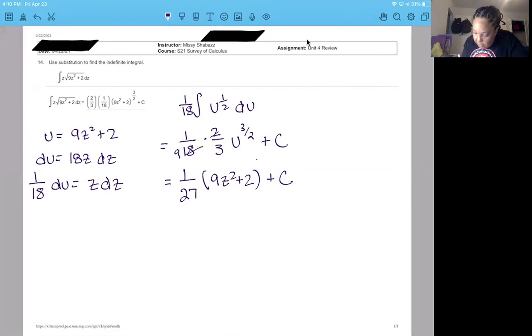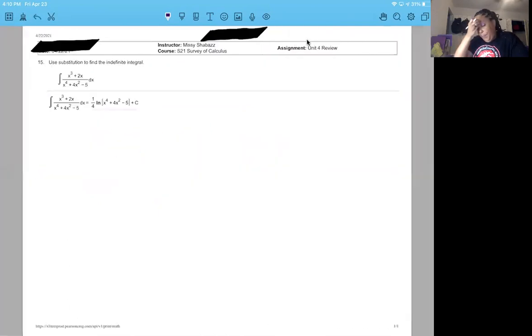I forgot my exponent, 3/2. There we go. All right, next question is also use substitution to find the indefinite integral. So I'm going to let u be what's in the denominator because it's 1 degree higher than the numerator. X to the 4th plus 4x squared minus 5.